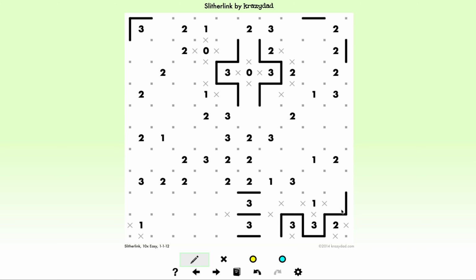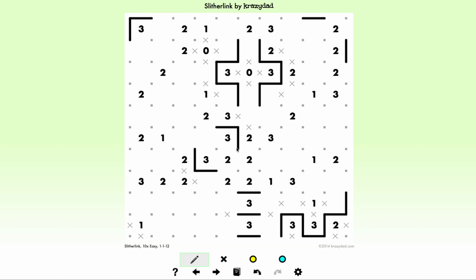All right, more 3s here. Diagonal 3s, or diagonal 3s with 2s between them, get the same treatment, which is like that. We have those brackets again on the corners.